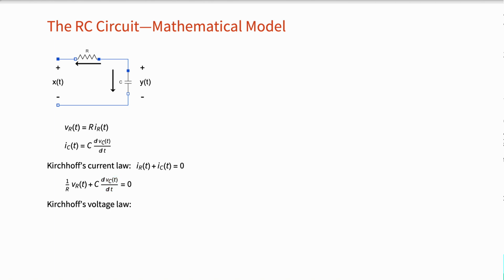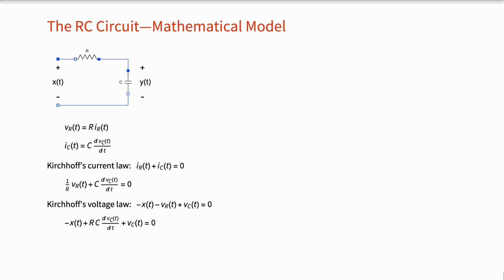Applying Kirchhoff's voltage law, we get that the sum of voltages around the loop must be 0. This gives us two equations with two unknowns, VR and VC. And we are interested in VC, the output signal. So we solve the first equation for VR and replace VR in the second equation with its value from the first equation. And that gives us one equation in terms of VC, as indicated here.